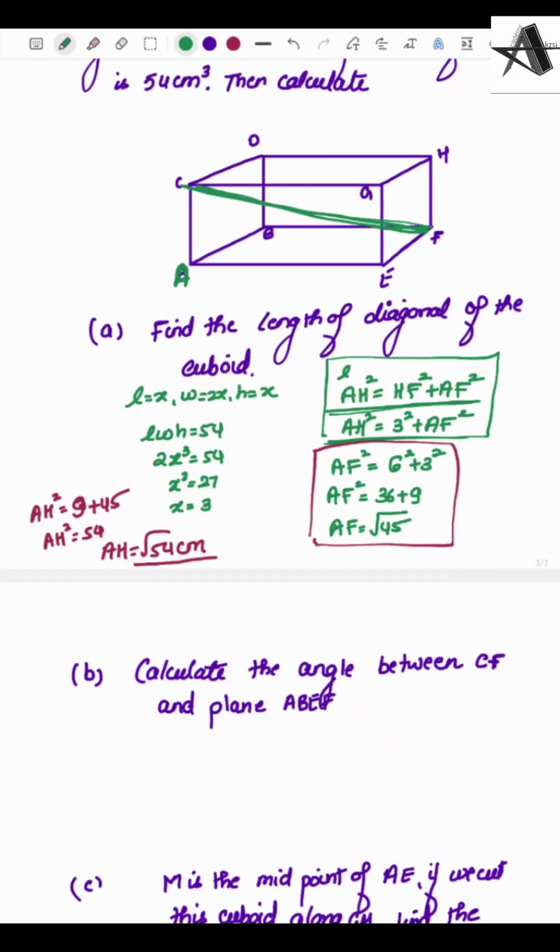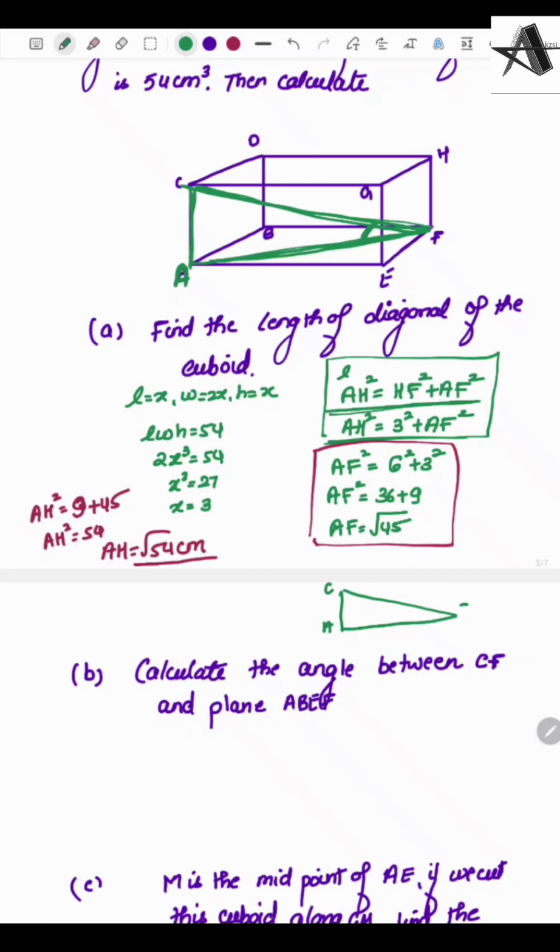Calculate the angle between CF and plane ABEF. Plane ABEF means this is the plane. I told you if the question is the angle between a line and a plane, what do we do? Yes, we draw the diagonal of the rectangle. This is the angle between them they are asking. So if I join them completely, I'll get this triangle. I am drawing it here.